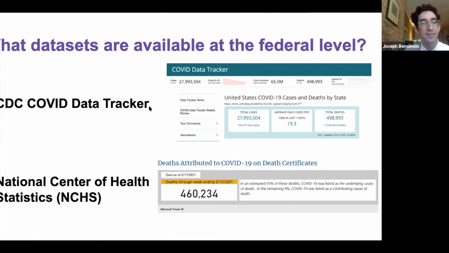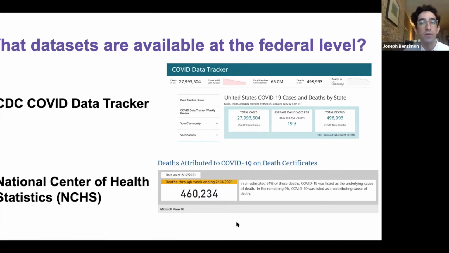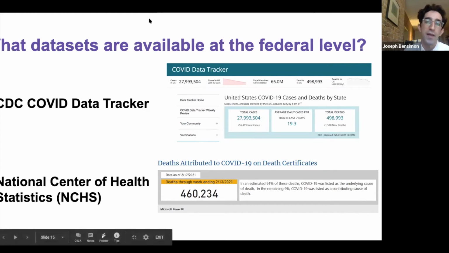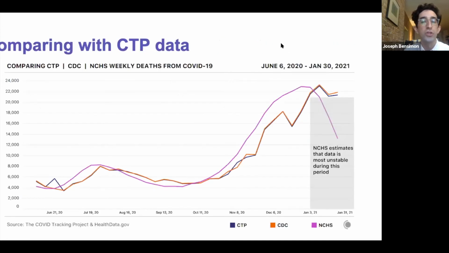So the two sets are CDC's COVID data tracker, which is, again, on the CDC's website. It was what Jennifer was just talking about. We'll get into that more in a minute. There's also the National Center of Health Statistics. They publish a data set that is based on death certificates, and we will get into the details on that shortly.